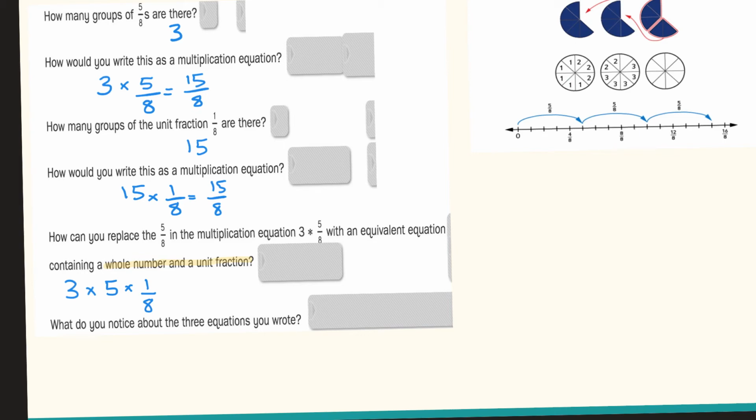Okay, so I can use parentheses, right? Because this together would be the 5/8, 3 times 1/8. So I can also see that there are 3 equations here. We have this equation, 3 times 5/8 equals 15/8. I have 15 times 1/8 equals 15/8. And here I have 3 times 5/8 this way.